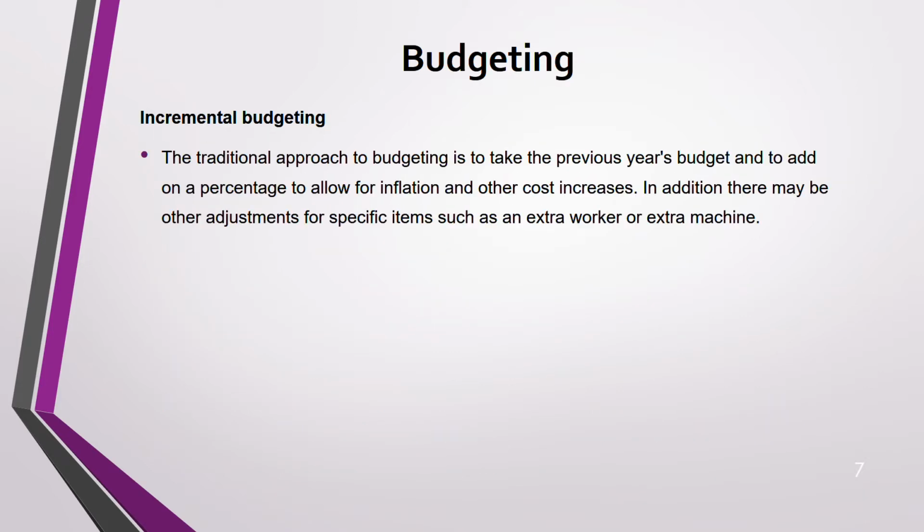Incremental budget. What does it do? It takes the previous year's budget and just adds a percentage or deducts a percentage, based on how much the cost increased or decreased. That's it. Exactly the previous budget only. Let's say sales in the previous year were 800. This year also they start from 800. They add or deduct based on the cost increase or decrease, just a percentage. So that's why it is known as incremental, just the changes.